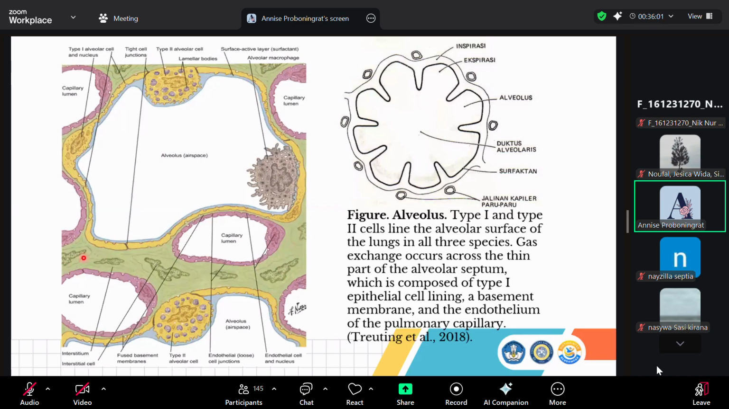Then this is the interstitial or the alveolar septa.